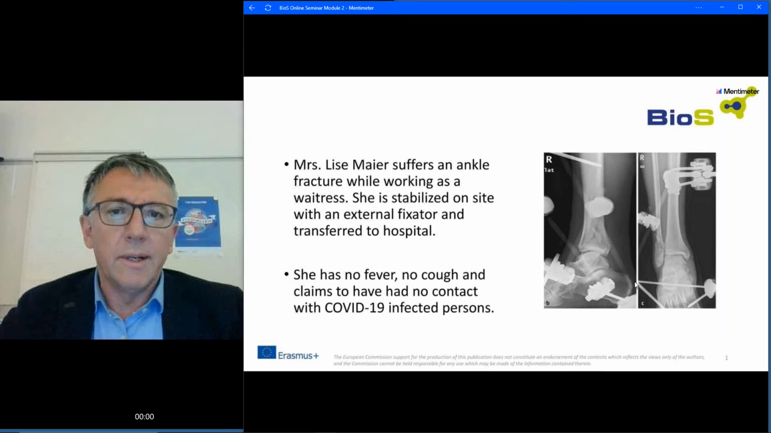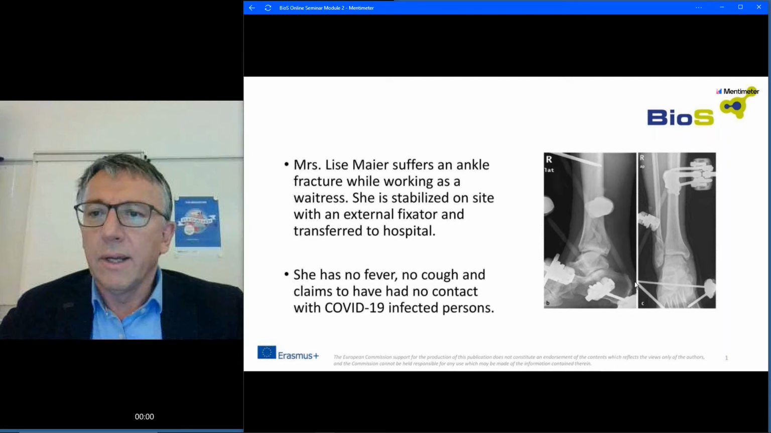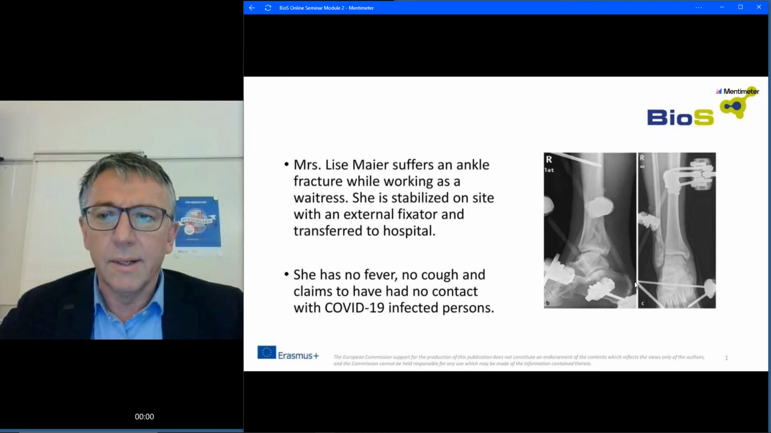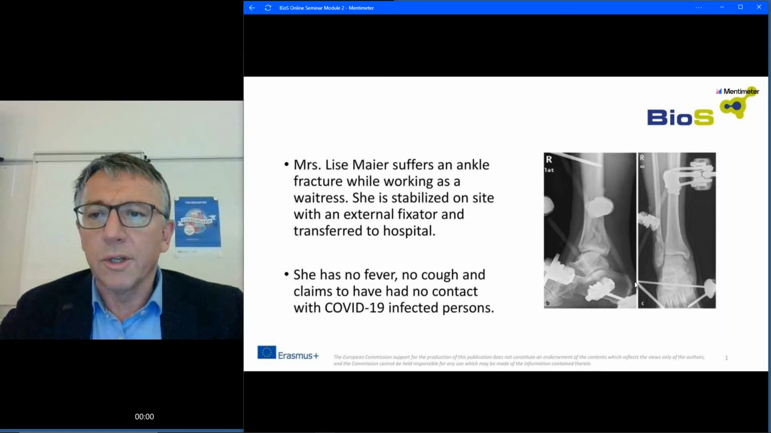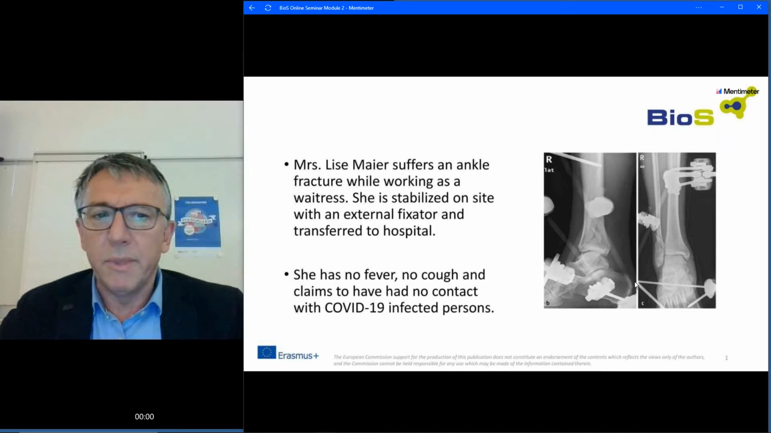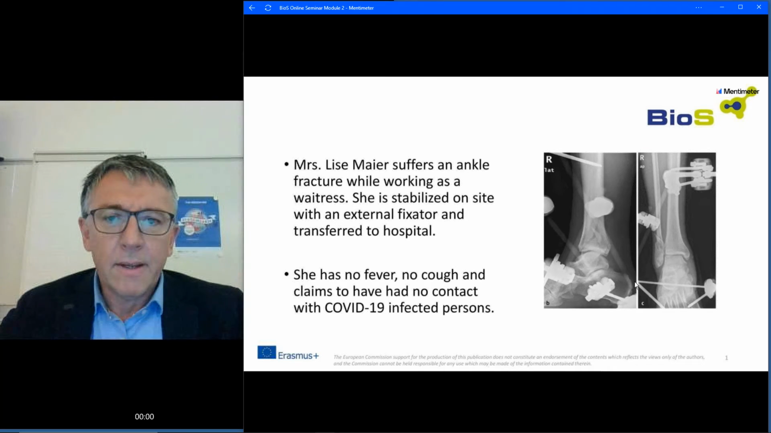And so this individual, Frau Meyer, has an ankle fracture, and she suffered that fracture while she was working as a waitress in one of the hotels in the Alps. And she was brought to a small hospital there and was stabilized with such a fixator frame and brought from that smaller hospital into our trauma center, where she now should be treated for her fracture.